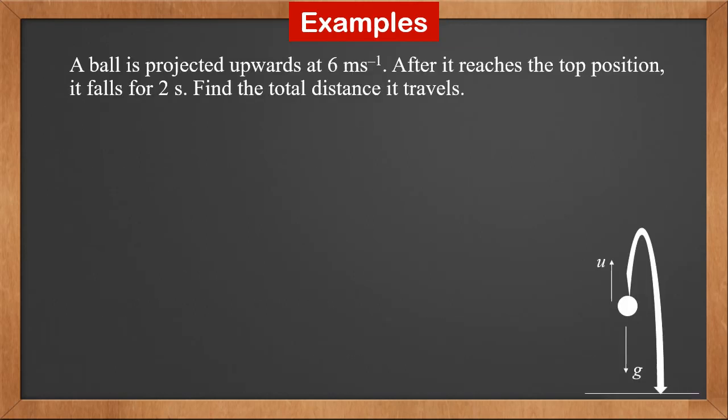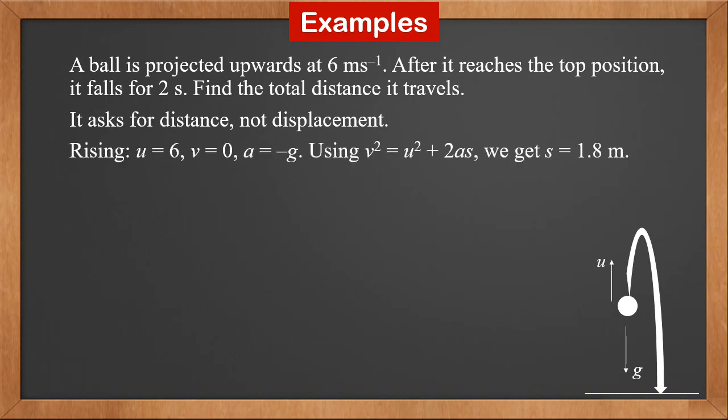A ball is projected upwards at 6 meters per second. After it reaches the top position, it falls for 2 seconds. Find the total distance it travels. This question asks for distance, not displacement. So we need to consider both parts.